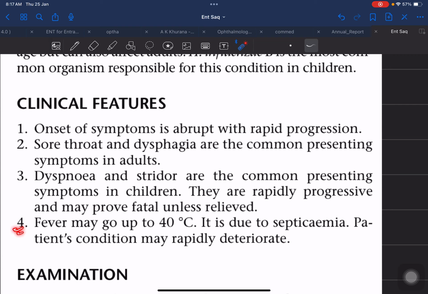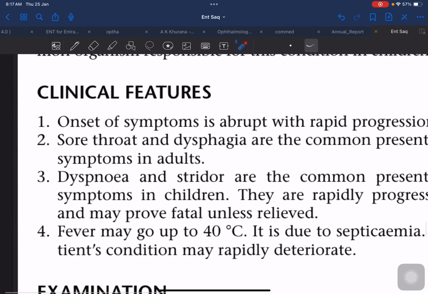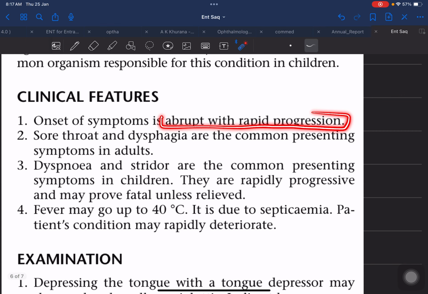Now fever: since it is an inflammatory condition, epiglottitis, obviously there will be fever, and it can go up to 40 degrees Celsius, due to septicemia. The patient's condition may rapidly deteriorate. So in clinical features, we talked about onset and progression, the symptoms in adults, sore throat and dysphagia, the symptoms in children, dyspnea and stridor, which may be life-threatening, and fever. These are the clinical features of epiglottitis.